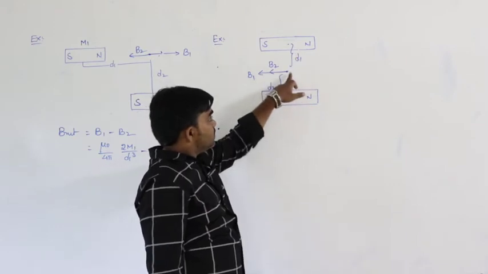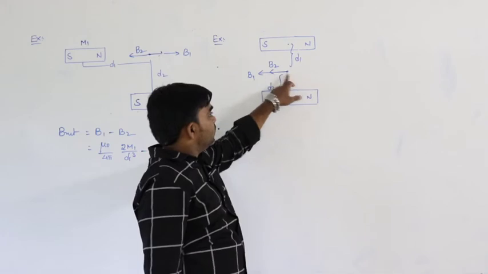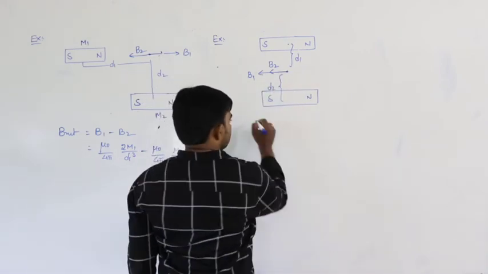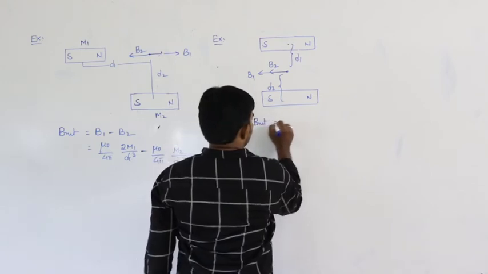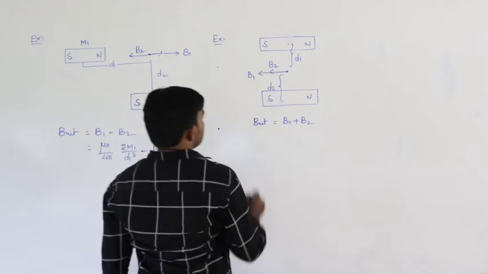For both the magnets this position is the equatorial position. So, that is why for both the direction is from north to south. So, the net magnetic field B net is equal to B1 plus B2.